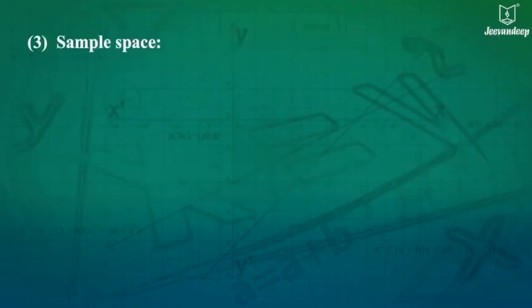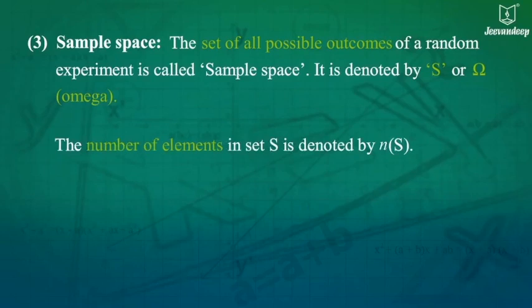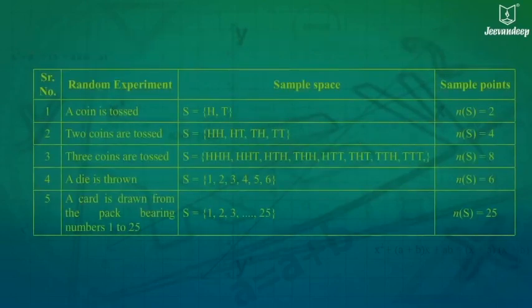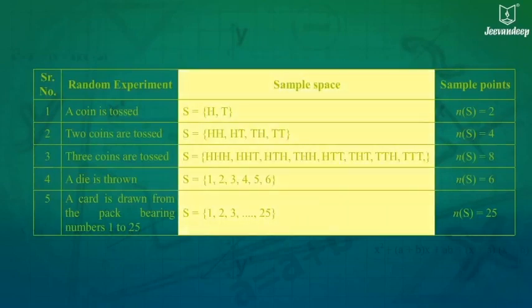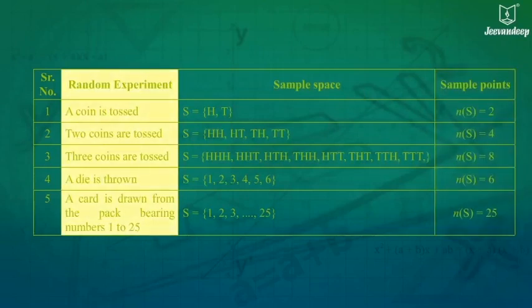Sample space. The set of all possible outcomes of a random experiment is called sample space. It is denoted by S or omega. The number of elements in set S is denoted by n(S). Let us have a look at the table given below. It shows the sample space and the sample points or numbers of elements in the sample space for a few random experiments.